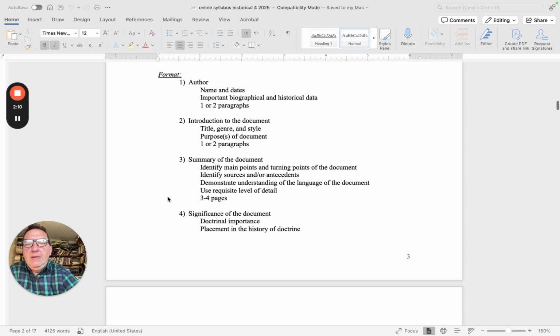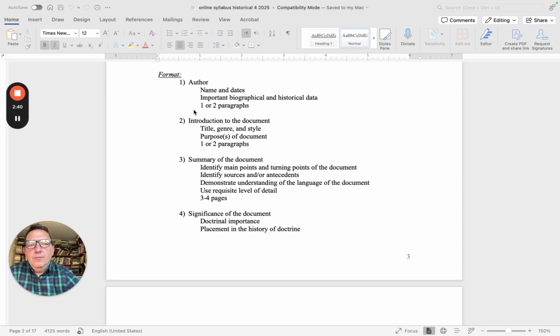So your 5 or 6 page paper has 4 points. First page is a gimme. The first 2 paragraphs just say who the author is. Just spell the words correctly, tell us who the author is, and then introduce the document. Give us the title. What is its genre? Is it a letter? Is it something polemical? Is it part of a debate? Is it a sermon? What exactly is this thing? And describe its style and why it was written. What's the purpose of this document?